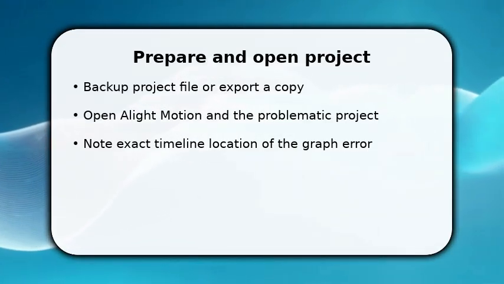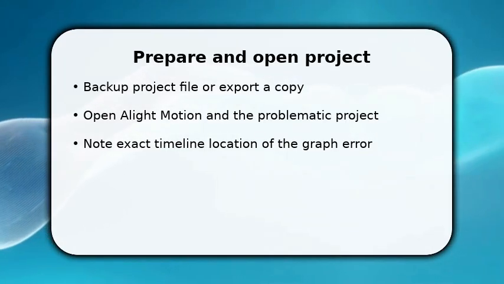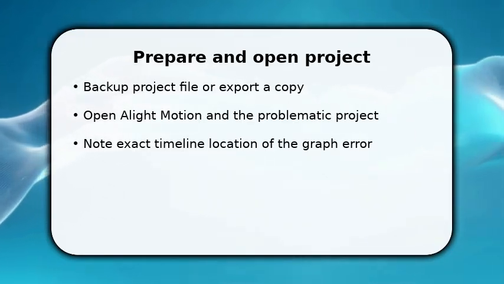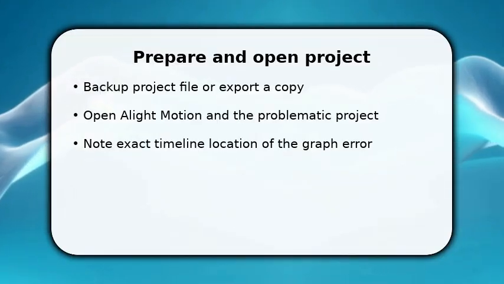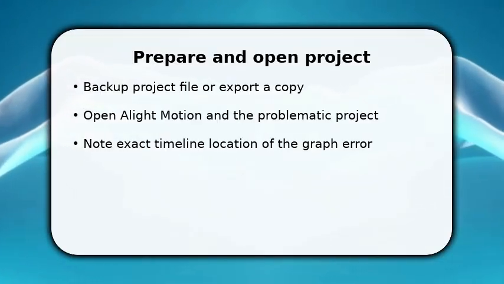Once done, tap the keyframe or graph icon to reveal the motion curve editor. Make sure to switch to numeric view if available so you can see values. This helps isolate whether the error is a curve glitch or a corrupted keyframe.